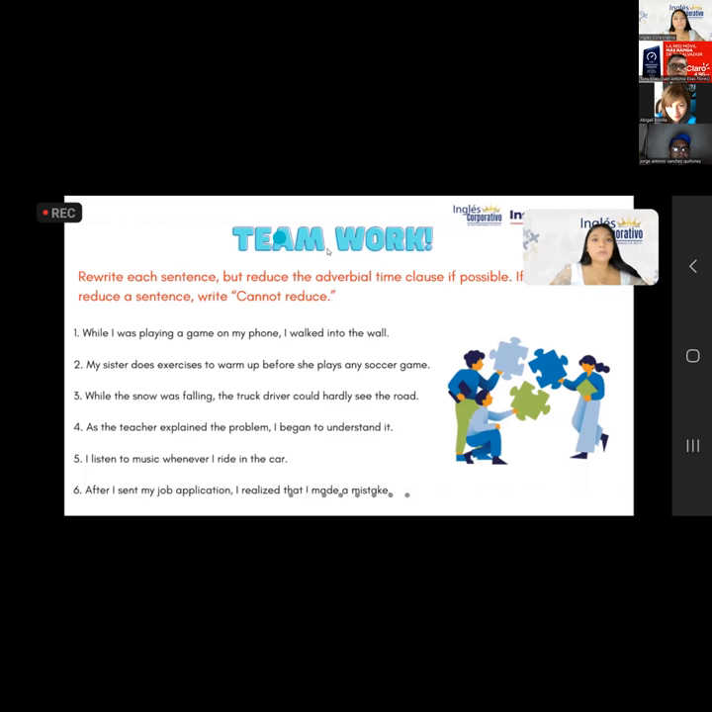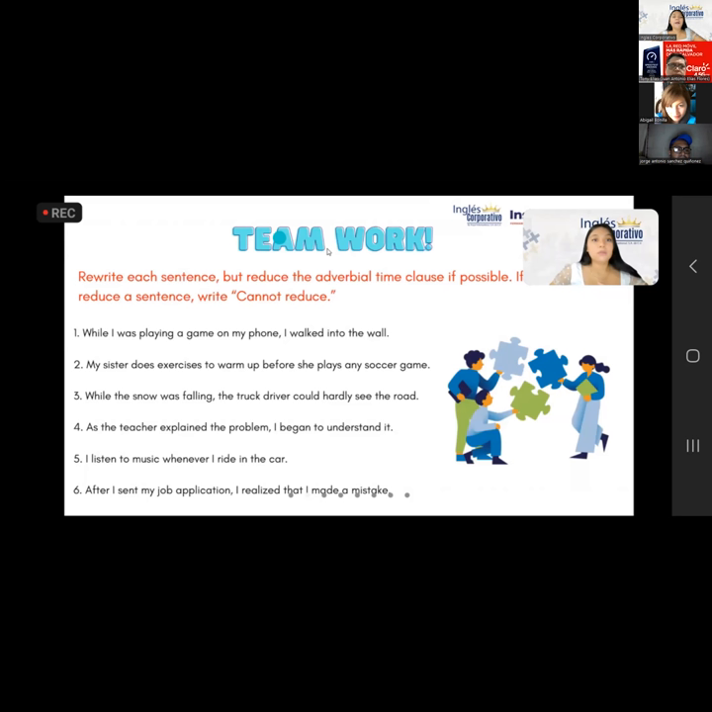Okay. In the second, we agree when the sentence is talking about the same person. Yes. Because the sister is the same one that plays. Yes. But when we try to reduce, we can't. In my case, I can. Emerson tells us, while doing exercise to warm up before she plays any soccer game. And it doesn't make sense. Okay. Is the second possible shorter? Yes, it is. It's possible, but is it the right way?